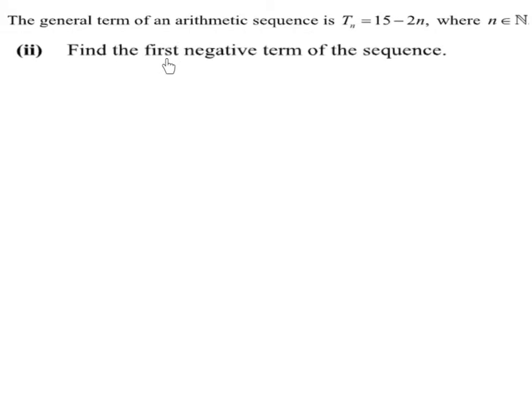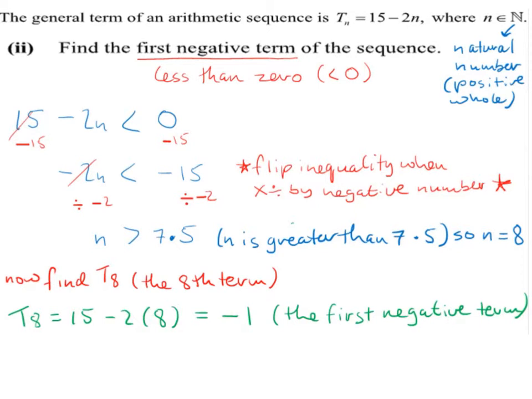Part 2. Find the first negative term of the sequence. So the first negative term means less than 0. So we have our inequality sign and 0. And it's important to note that n has to be an element of N, so it has to be a natural number, which is positive and whole. So we take our nth term, 15 minus 2n, and we let it be less than 0. So 15 minus 2n is less than 0. Then we just have to solve for n.